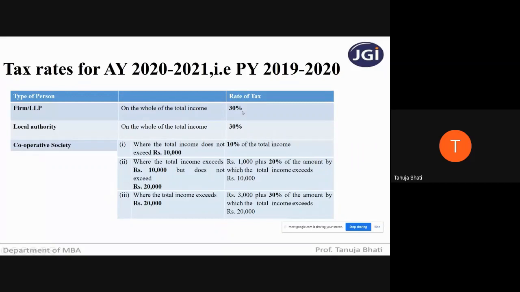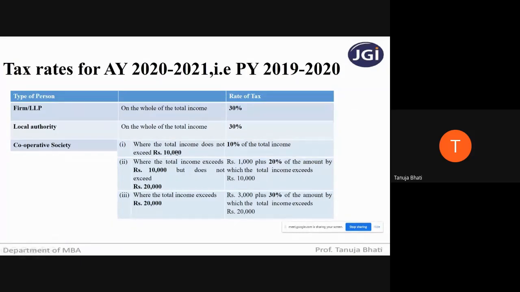So remember, on the total taxable income, you have to charge 30% tax if the person whose calculation you're doing is a firm or LLP. Next, if the person is a local authority, then on the total income you have to charge 30% tax. And if he is a cooperative society, then you have again 3 slabs.